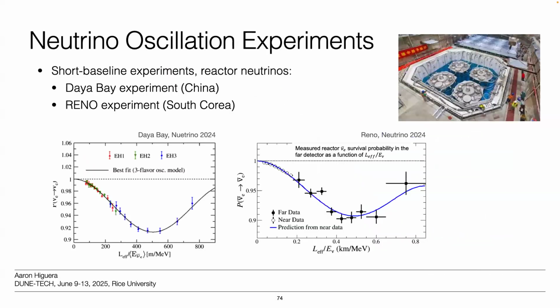So this is a reactor experiment. This is mostly measuring theta 1,3, one of the different parameters. And again, you can see that the L over E range is different. This is an experiment in China that I believe is now decommissioned. It's called Daya Bay, and they have different detectors at different distances. So the reactor is producing the neutrinos. This is a picture of the far site. They are detecting the neutrinos through inverse beta decay.